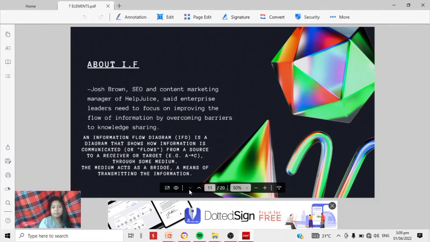For example, A to C through some medium. The medium acts as a bridge, a means of transmitting the information. That's what I'm talking about, business partners from one company to another. They have a connection where they need to talk about their marketing, enterprises, and business, and how they will manage their information to continue flowing from one company to another.